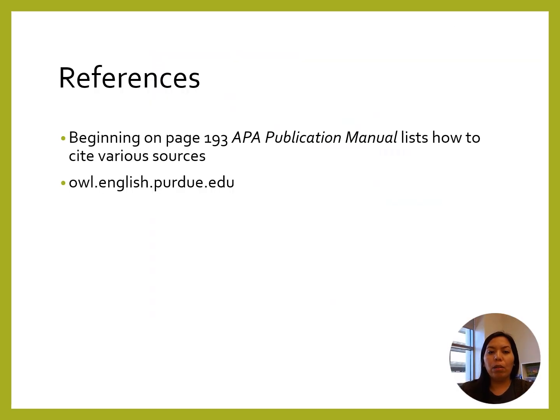So I hope that illustration was helpful for you, but if you need to look more closely at some examples, you can check out the APA publication manual. You should be able to access that through the OSU library. And then you can also look at, again, Purdue OWL and check that reference out as well.